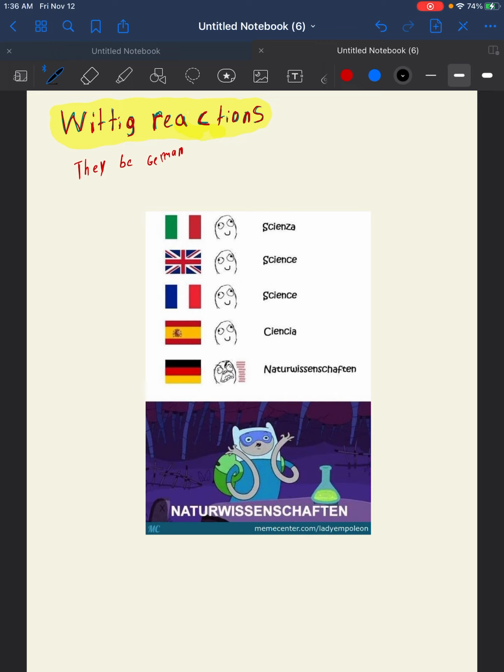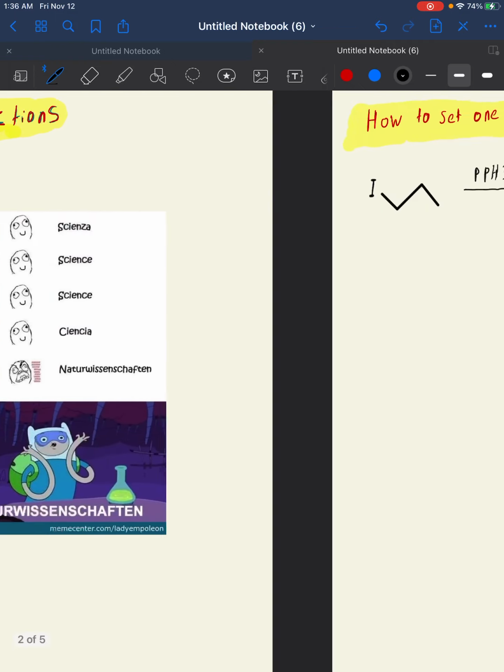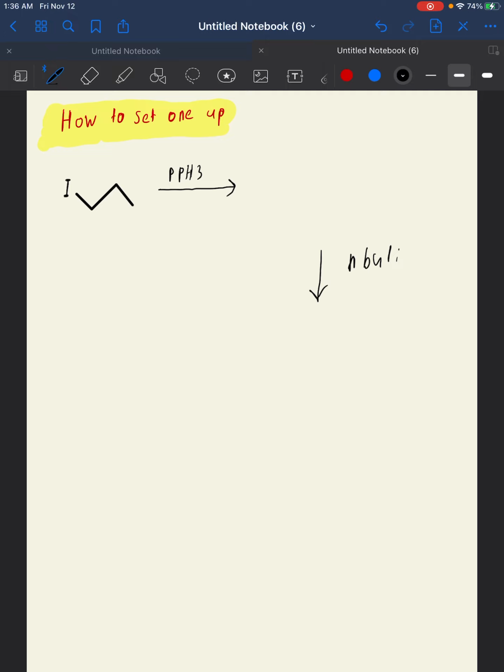Wittig reactions are basically just copy and paste reactions. They're very simple, and I'll show you how they're done. And let's go on to see how they actually are done. So, first off, let's see how we actually set these up. The PPh3 basically just replaces the halogen.